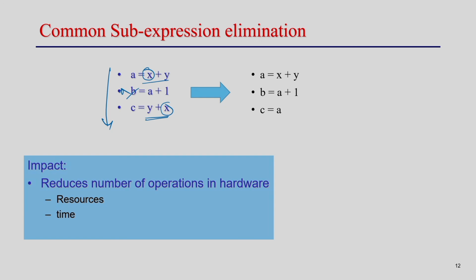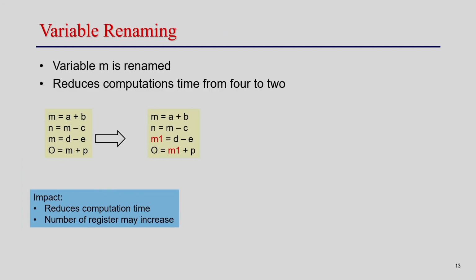That is all, and you can understand the impact immediately, right. The number of operations is less, so hence the number of resources is less in the hardware, and also the latency, because you are not going to execute those expressions multiple times in the hardware. Okay. So, this is also a very common optimization.